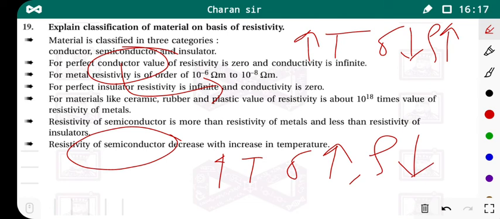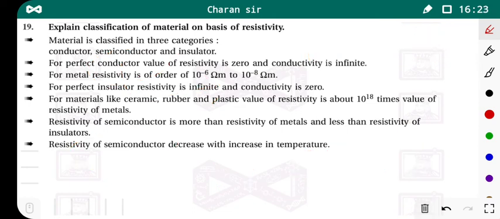This is an MCQ question. Okay, so now we stop here. In today's video we discussed the materials classified on the basis of resistivity, and in the previous slide we discussed the limitations of Ohm's law and considered three cases. Next time we will discuss resistors and the different types of resistors. So we stop here. Thank you.